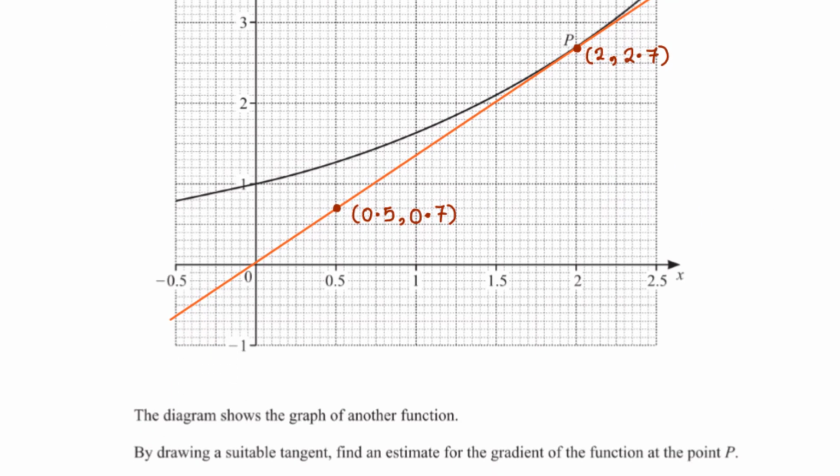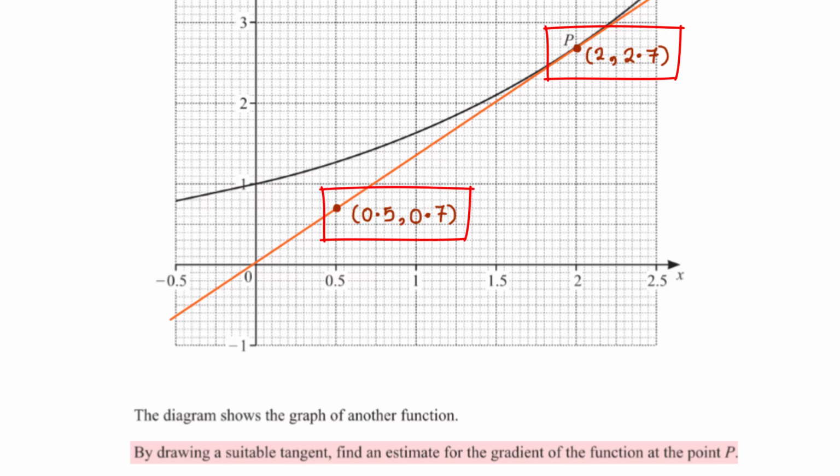The diagram shows the graph of another function. By drawing a suitable tangent, find an estimate for the gradient of the function at the point P. First, we draw a tangent to the curve at point P. Then we pick two coordinates on this line, which we can use to estimate the gradient. One of the points is the coordinates of point P, and the other has coordinates (0.5, 0.7).